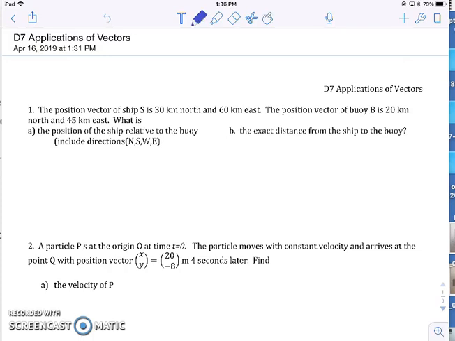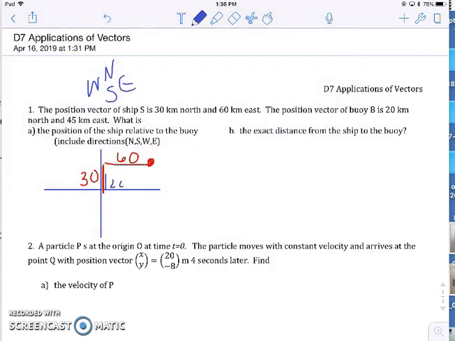So this first one, we're dealing with directions, so let's remember north, south, east, and west. So the position vector of a ship, let's say we'll just put this on a grid here. So that first ship, 30 kilometers north and 60 kilometers east. So it's right here, so that's 30 and 60 east. And our other ship, 20 kilometers north and 45 east.